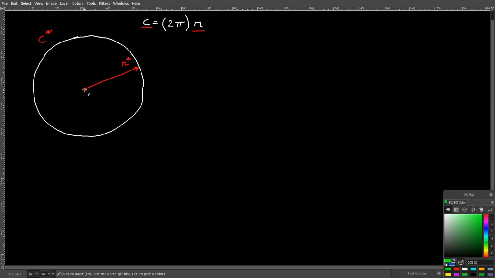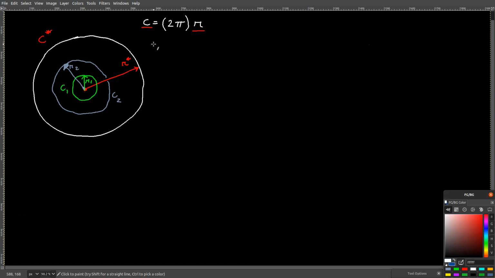If I have a smaller r, let's say r1, then I get the circumference of a smaller circle, c1, inside this main circle. If I pick a slightly bigger radius, let's say r2, which is still smaller than r star, then I will have a circumference, c2, that is bigger than c1, but smaller than c star.